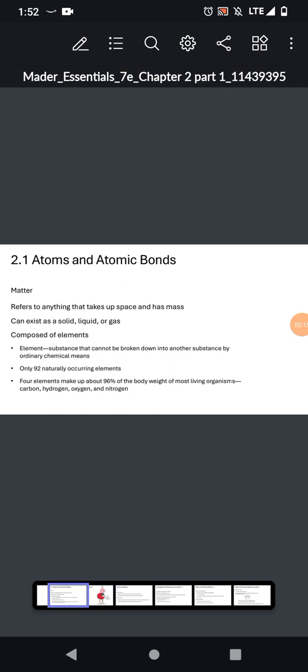Atoms and atomic bonds. Matter refers to anything that takes up space and has mass. It can exist as a solid, liquid, or gas, and is composed of elements. An element is a substance that cannot be broken down into another substance by ordinary chemical means. There are only 92 naturally occurring elements. 4 elements make up about 96% of body weight of most living organisms: carbon, hydrogen, oxygen, and nitrogen.